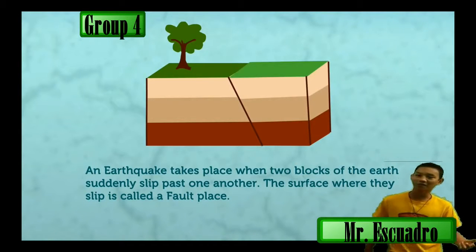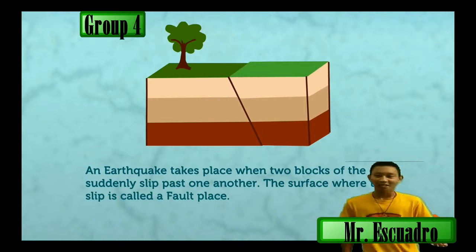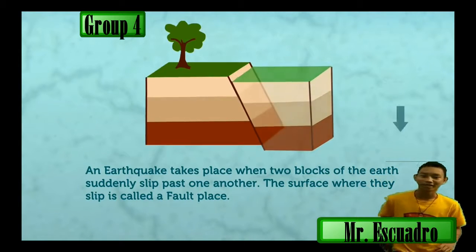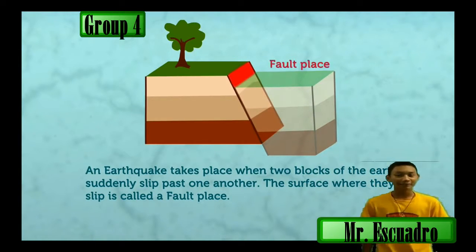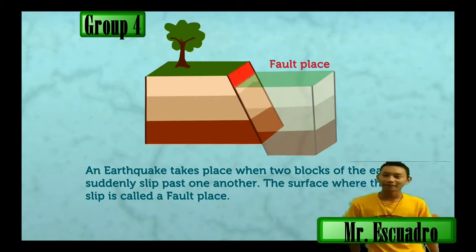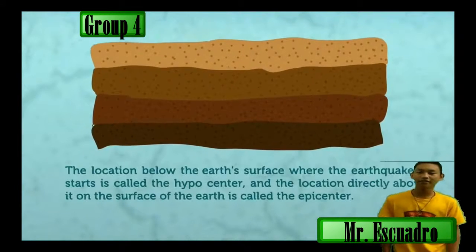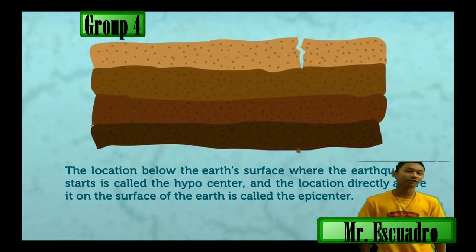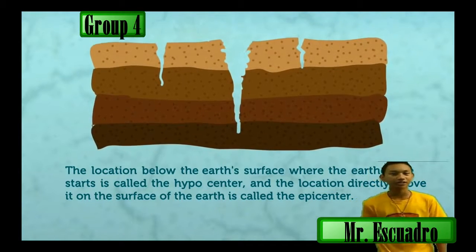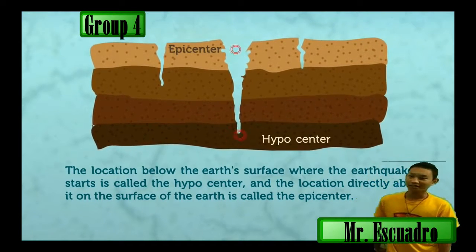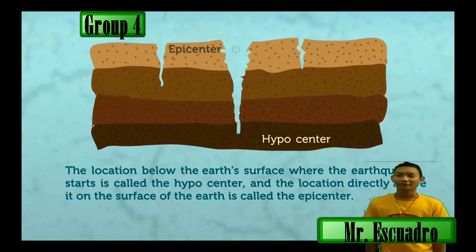An earthquake is what happens when two blocks of the Earth suddenly slip past one another. The surface where they slip is called the fault or the fault plane. The location below the Earth's surface where the earthquake starts is called the hypocenter. And the location directly above it on the Earth's surface is called the epicenter.